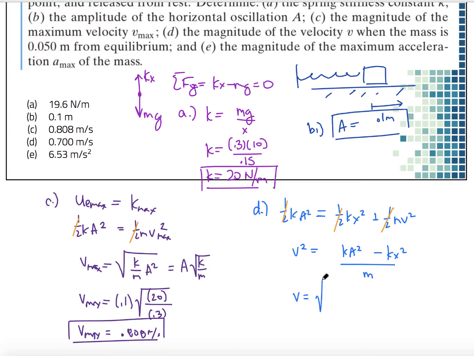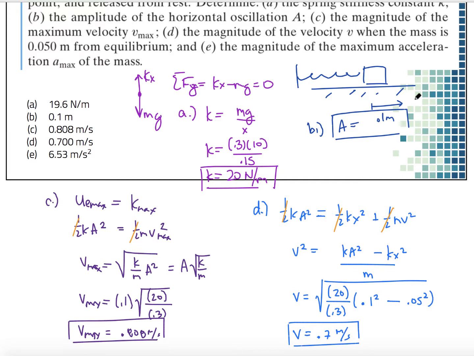So solving for this, velocity would be equal to the square root of, I'm going to go ahead and factor out the k just to write this a little more neatly, 20 over the mass, which was 0.3, times the difference in my amplitude and my position squared. So my amplitude is 0.1 squared minus 0.05, which is my displacement, squared. And you plug all this in, be careful with the calculator, and you should get about 0.7 meters per second.